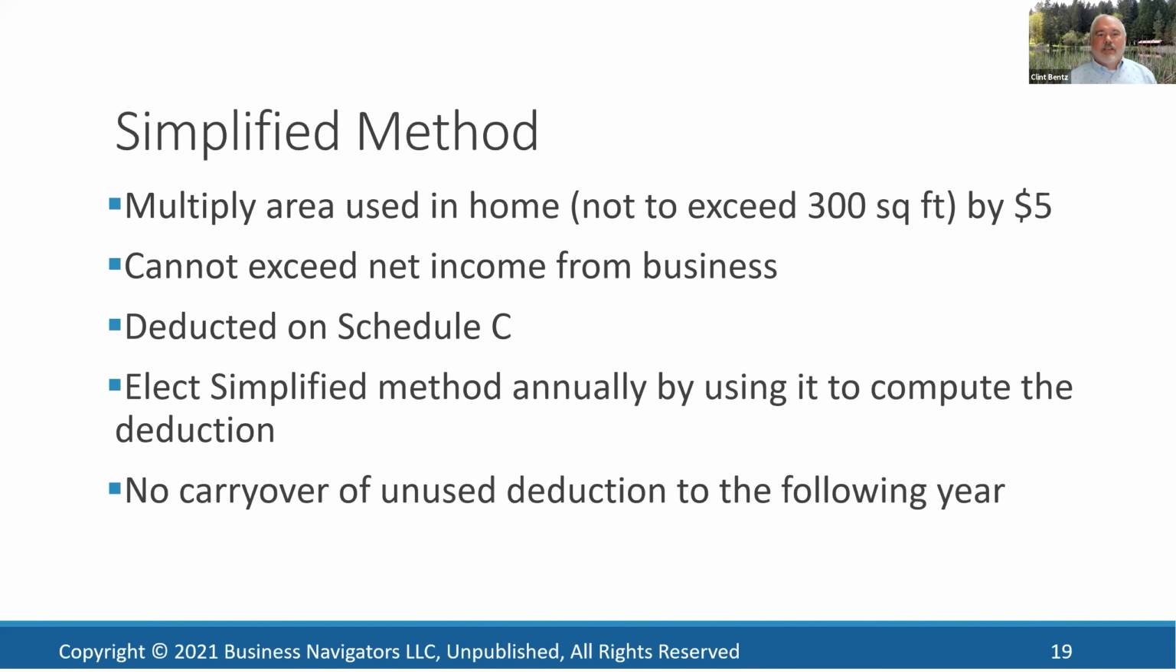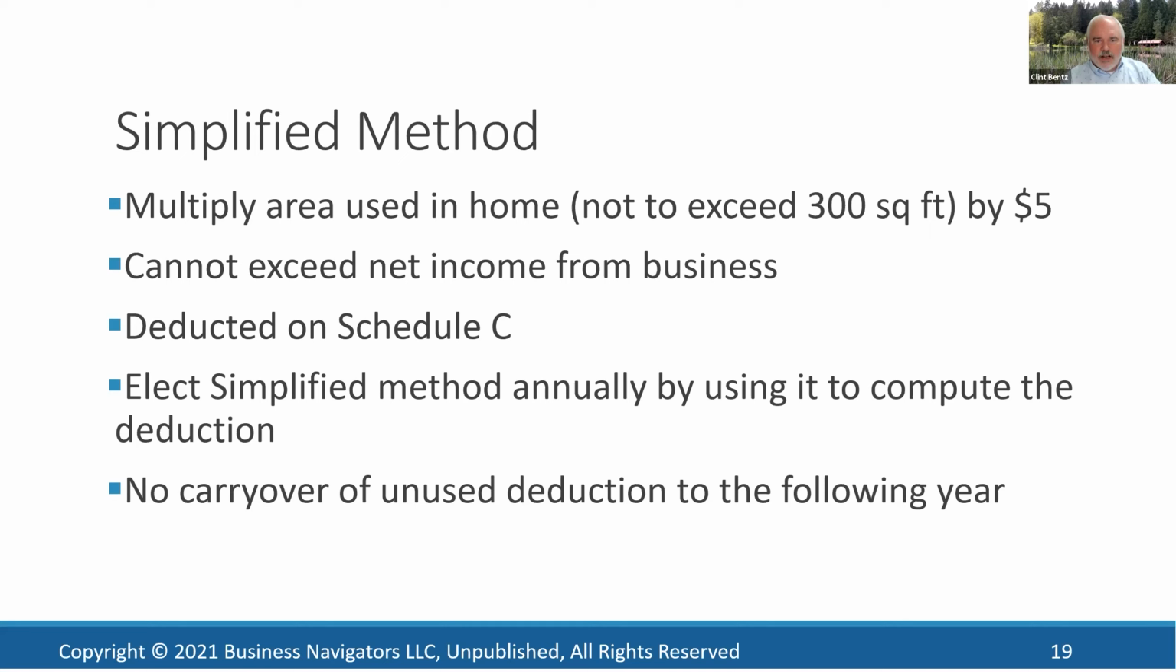So the simplified method is simple. You just take the area that's used regularly and exclusively for business, not to exceed 300 square feet, and you multiply that by $5. The home office deduction can't exceed your net income from the business. So you can't take your income below zero with the home office deduction. But if you have income on the Schedule C, then you can reduce that down to zero with the home office deduction. The home office deduction is deducted on Schedule C.